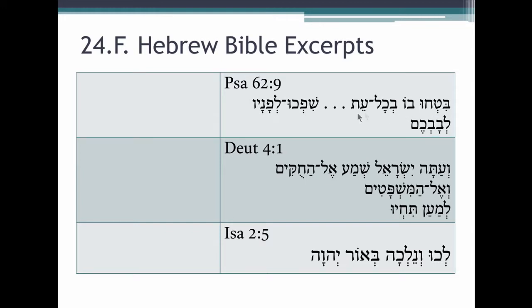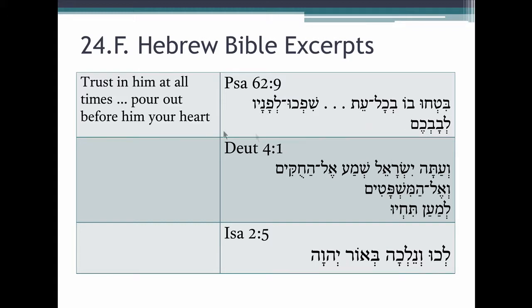And then we have shifkhu. So what do we have here? Shifkhu. And then we have lefanav, levavkhem. Trust in him at all times. You might be thinking shed, okay, from shafak. We just had it a while ago. But that verb can also mean pour out. Like shedding of blood is the pouring out of blood. So you can translate this pour out. Pour out before him your heart. This is your khem attached to the noun levav, heart.